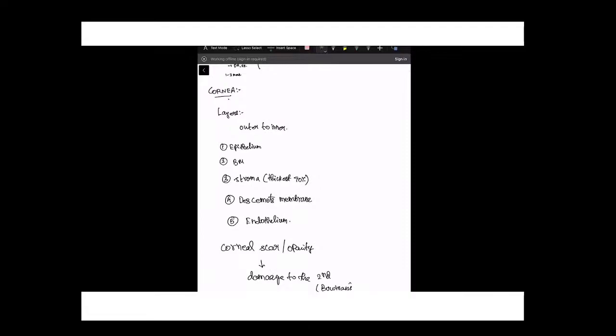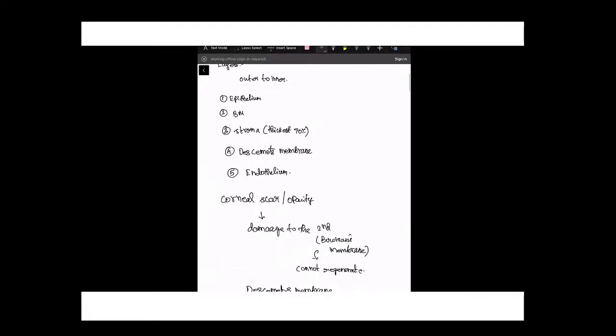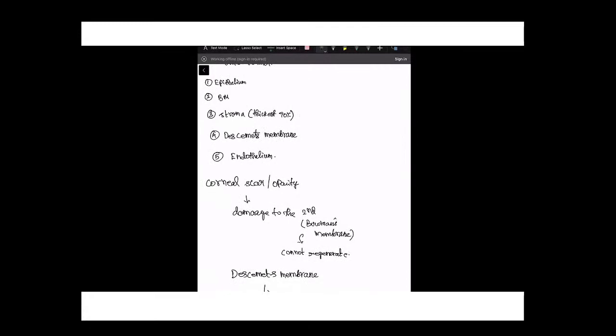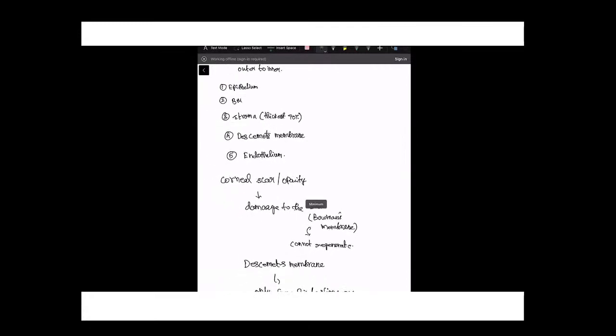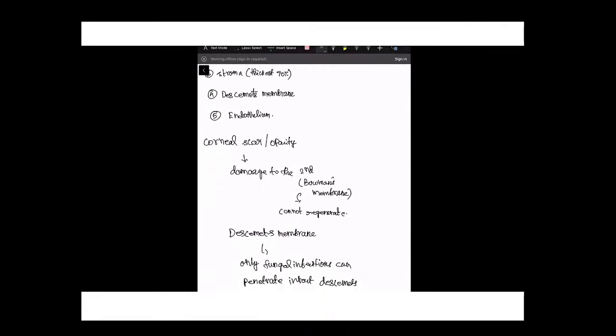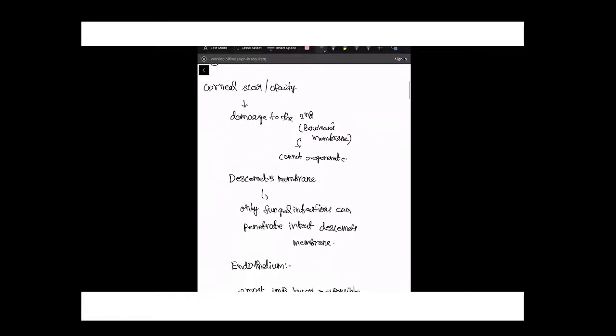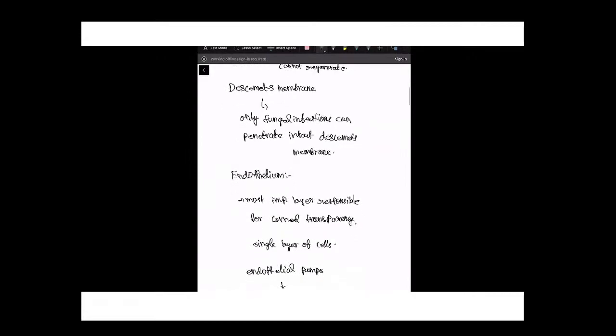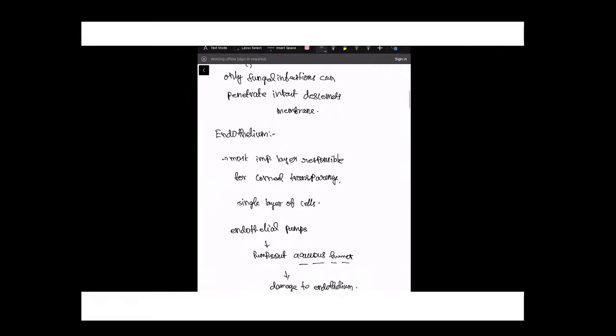So the cornea has 5 layers from outer to inner: epithelium, basement membrane, Bowman's membrane, stroma, Descemet's membrane, and endothelium. Corneal scarring or opacity is due to damage to the second layer, that is the Bowman's membrane, and this Bowman's membrane cannot regenerate. Descemet's membrane is only penetrated by fungus or a fungal infection.